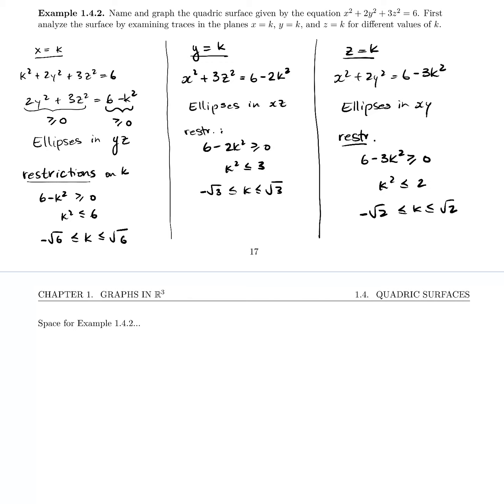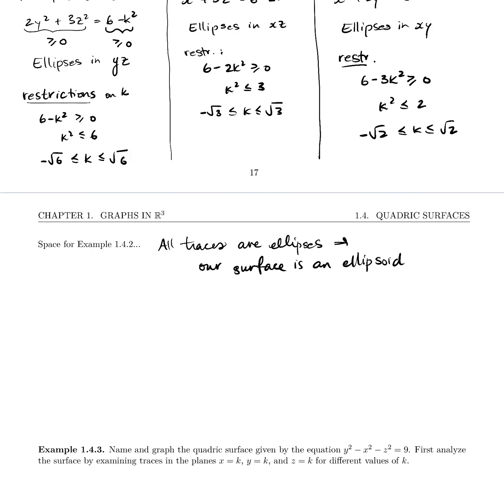So now we have seen our traces. Our traces in all three planes are ellipses. So all traces are ellipses. There was only one of our quadric surfaces that had that characteristic. Our surface is an ellipsoid. And we can sketch it, given the information that we have above as well.